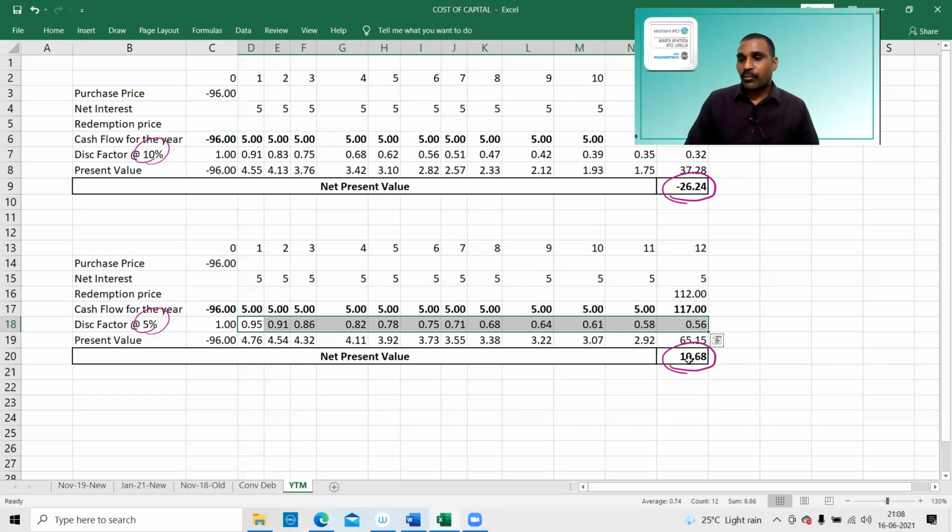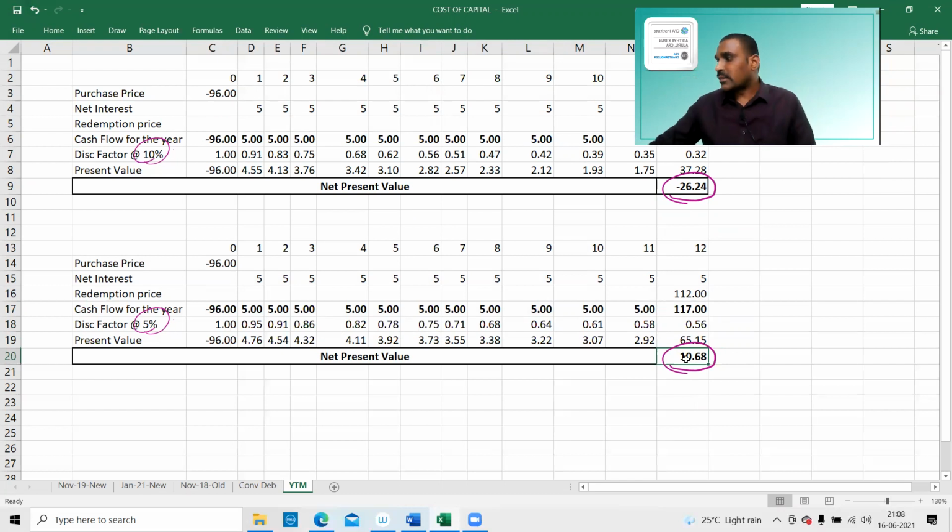The NPV is 10.68. Look at this. I want to bring my NPV from 26.24 to 0, but I got 10.68. I don't want this either. I want 0, which is somewhere in between. I don't want any positive value. I want 0. Yield to maturity, or internal rate of return, is where NPV is 0.